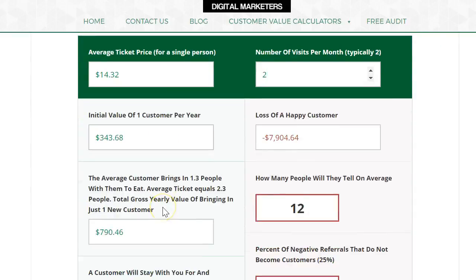So that will give you some idea on how much money you have to spend on getting that happy customer in. But there's more to it than that, because most customers won't eat by themselves. It happens, but they bring in more than one person. And the average in the US per table is 2.3. So they're going to bring in 1.3 people. So we've got to multiply that average ticket price by 2.3. We come up with $790.46 for that year. Now it's getting better.